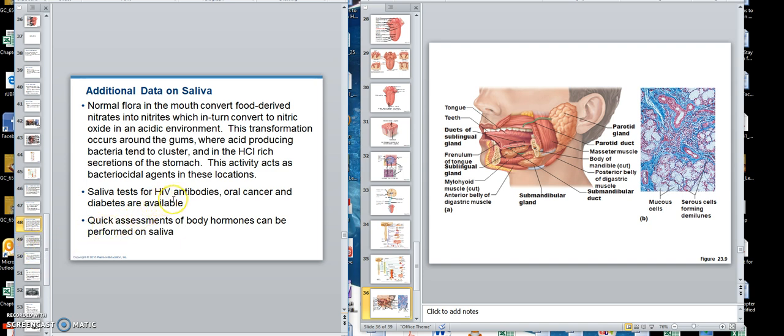Now, diabetes, because if your blood sugar is high, it increases osmotic pressure pulling water in. So a person with a high blood sugar sometimes can know it because the mouth will get dry, because it'll pull water from the mouth too. So you'll have a dry mouth with that dried mucin. Okay. Normal flora in the mouth convert food-derived nitrates. So in the mouth, you do have some normal flora. Okay.